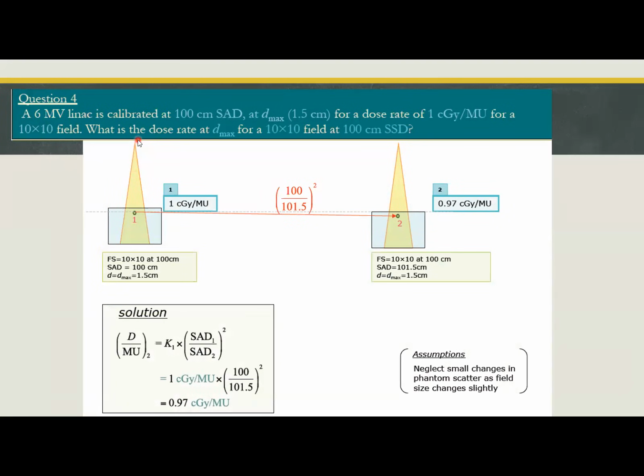And here is the example: the output is 1 cGy per MU at the Dmax SAD setup. If you change the setup to 100 cm SSD on the surface and Dmax, the SAD will be 101.5. So this factor will be incorporated, multiplied by the 1, and you will get 0.97 cGy per MU. That shows the distance increased and the dose output decreased.